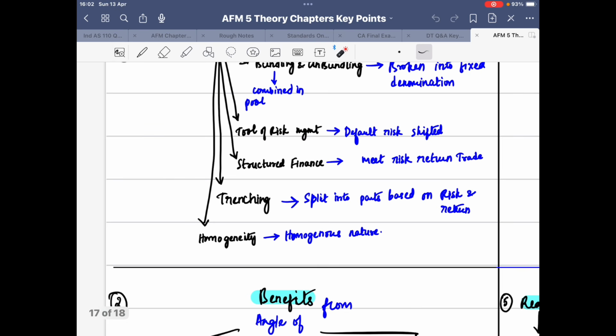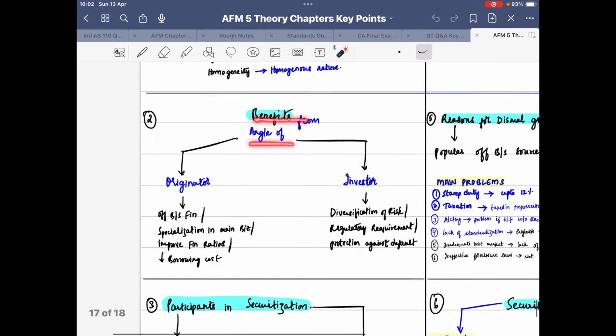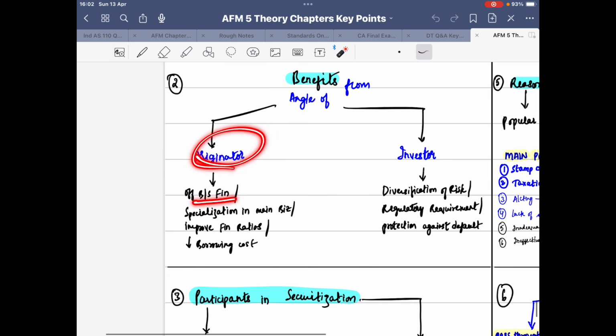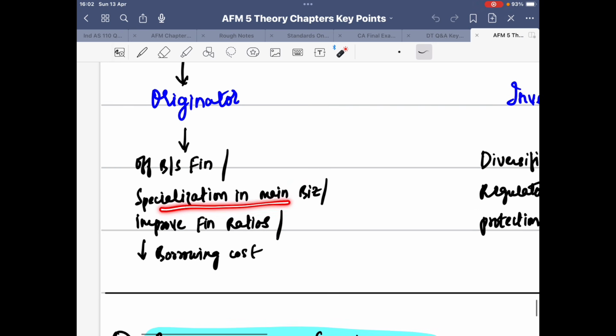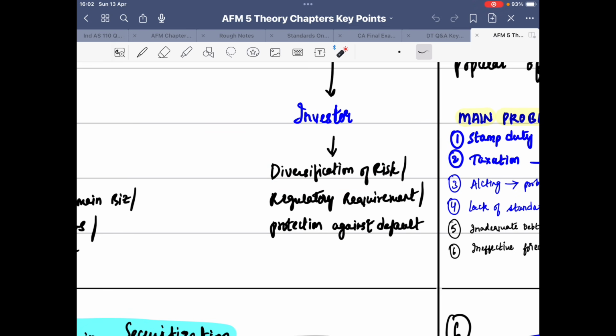Tool of risk management: default risk is shifted. Structured finance, meets risk-return trade-off. Tranching: split into parts based on risk and return. Homogeneity: homogeneous in nature. Benefits from angle of originator: off balance sheet finance, specialization in main business, improve financial ratios, reduce borrowing cost. Benefits from angle of investor: diversification of risk, regulatory requirements, protection against default.